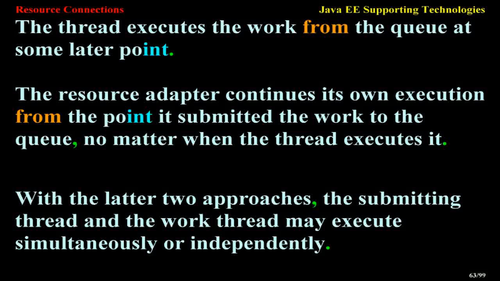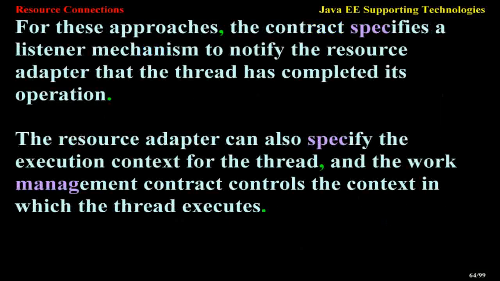independently. For these approaches, the contract specifies a listener mechanism to notify the resource adapter that the thread has completed its operation. The resource adapter can also specify the execution context for the thread, and the work management contract controls the context in which the thread executes.